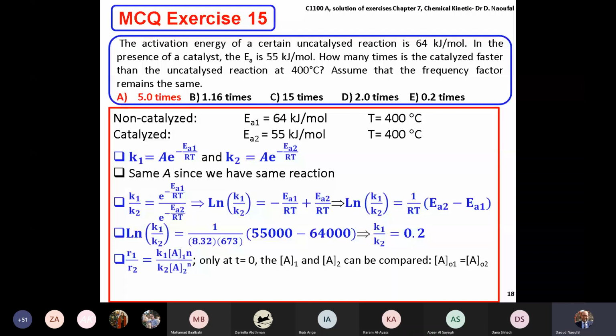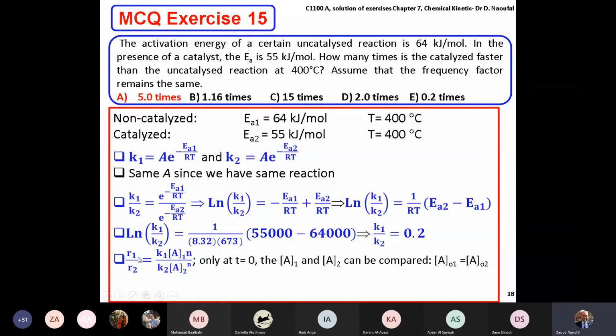The question is not to compare the rate constants. The question is to compare the rates of the reactions. So, since we have the same type of reaction, the form of the rate law expression is the same for the two reactions. When I say the form, I mean the partial orders.